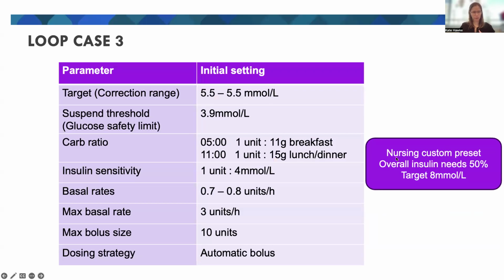So when setting up on Loop, we kept similar configuration to what she'd had previously, though did weaken the insulin sensitivity factor because she was crashing into lows with her corrections. In addition to this standard profile, we also set up one of these custom presets for her. She called it her nursing custom preset. This is for breastfeeding, and we set it up quite similar to an exercise profile. So overall insulin needs set at 50% and a target set at 8 millimoles per liter.